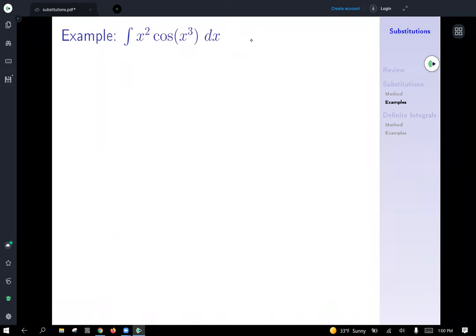You know what? This is a boring problem. You can already see that x, well, no, it's not. No, it's good. I like it. Never mind. All right, so our substitution is u equals x to the third, the thing that's hidden inside. du/dx is equal to 3x squared.